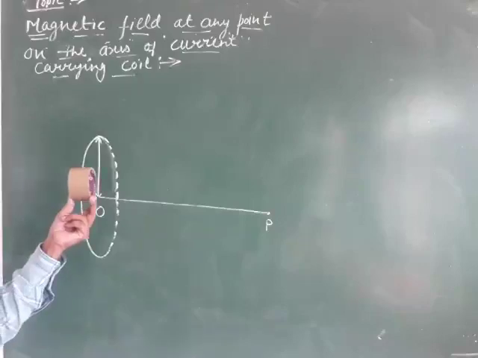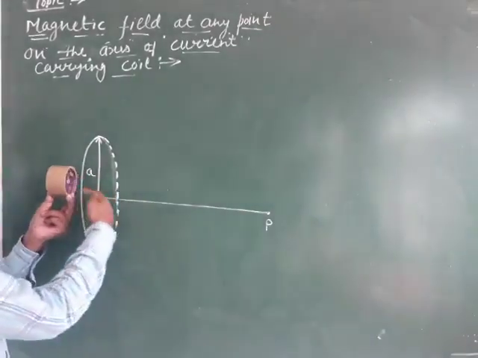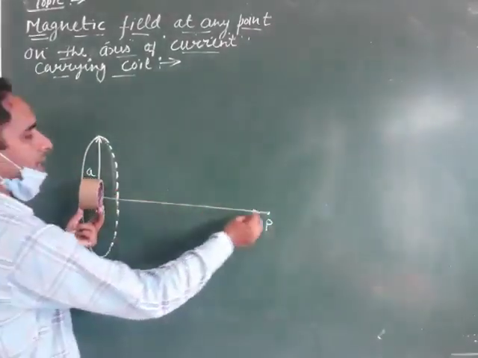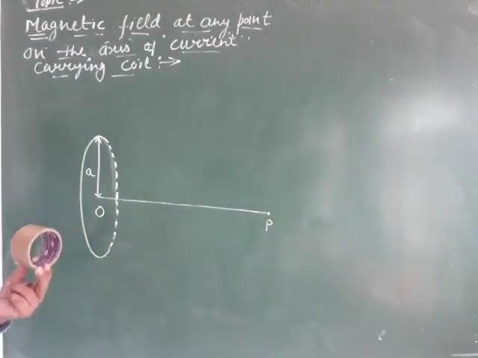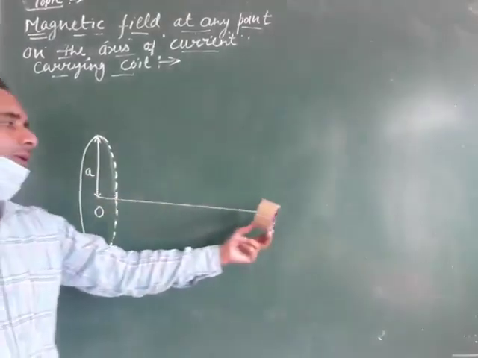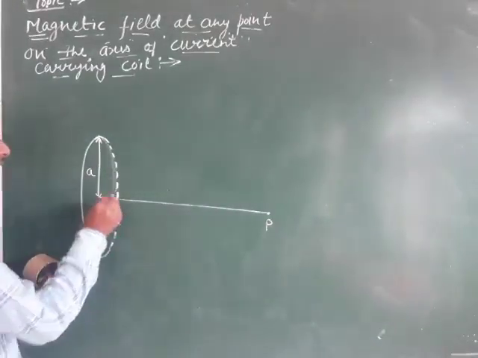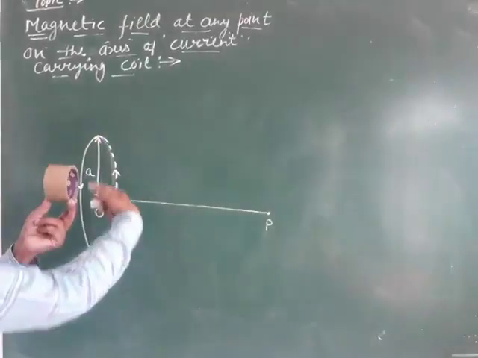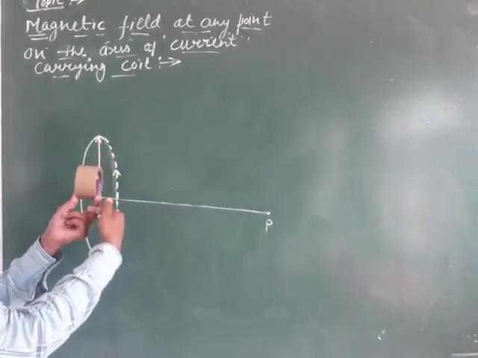First of all, you require the axis of this coil. This is the axis of the coil. We need to find the magnetic field intensity at a point on this axis. Consider the current flowing through this coil is in the anti-clockwise direction, meaning current is flowing through this coil in this manner.